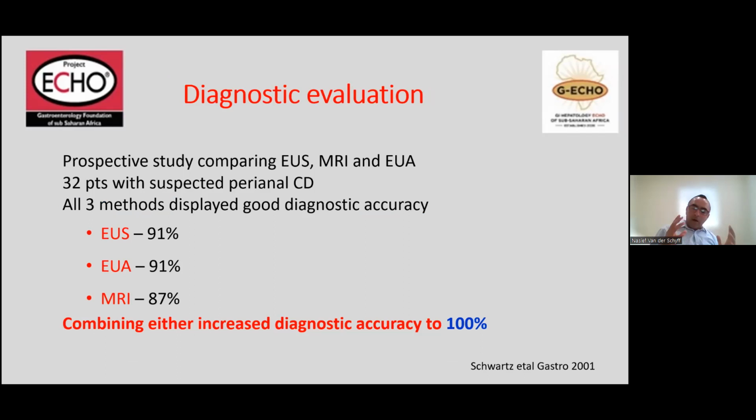So now we've spoken about doing an EUS, spoken about MRI, and we've spoken about an EUA. All these three methods have been shown in this study, which is now quite old, to be effective. For EUS, it had a 91% diagnostic accuracy, MRI 87%.